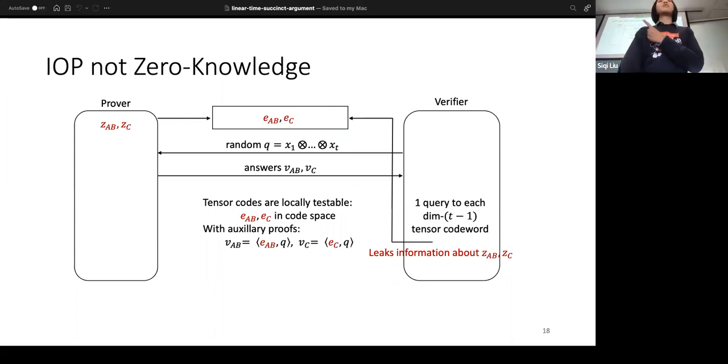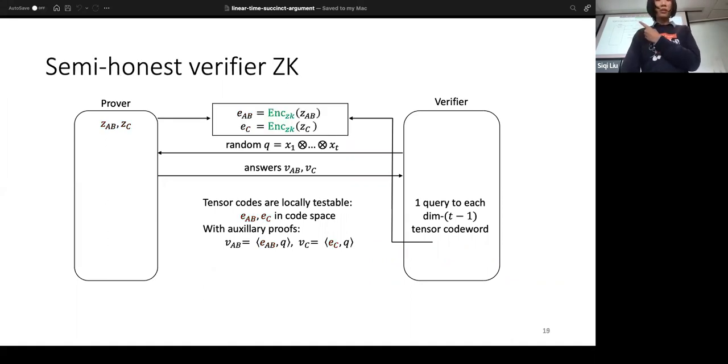Okay, so we need to resolve this in order to make this protocol zero knowledge. And the solution is, I would say, pretty straightforward, which is we do this encoding not with any general tensor code, but rather with a zero knowledge tensor code. Essentially, when you make only a bounded number of queries to such a codeword, you learn nothing about the underlying encoded message. So it might be a bit counterintuitive that you're not learning anything about W, but you're able to verify that this computation is done correctly. But I think that's a general confusion about zero knowledge proofs.